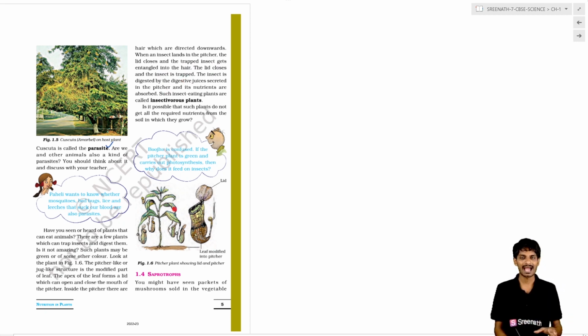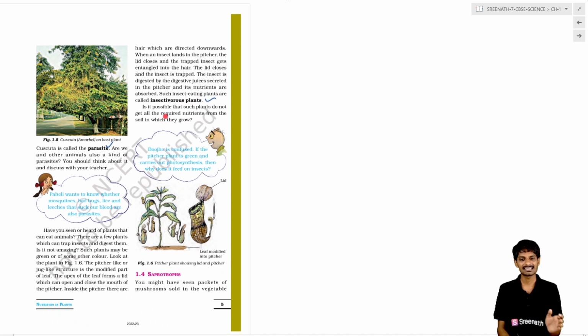This plant traps some insects, and the insect is digested by the digestive juices secreted in the pitcher. After the insect is trapped, some digestive juices are released in this pitcher, and those digestive juices digest this insect. And finally, nutrients like nitrogen, which are in the insect, are absorbed. Such insect eating plants are called insectivorous plants.